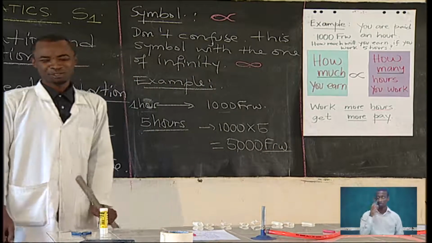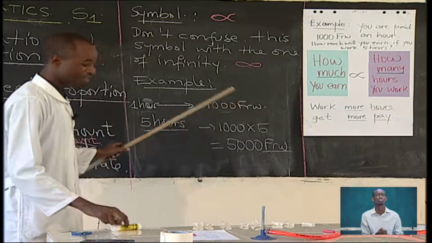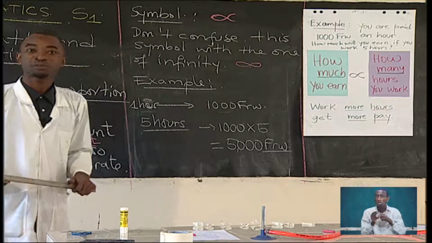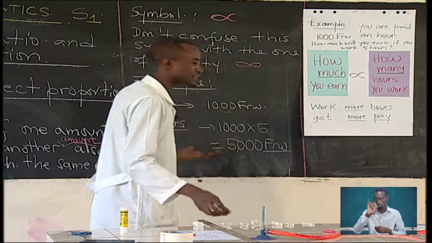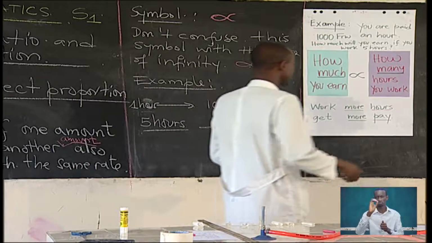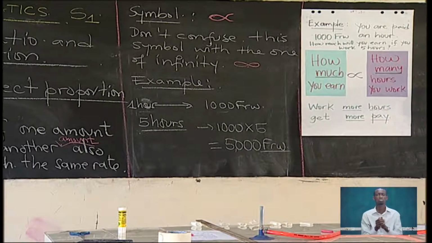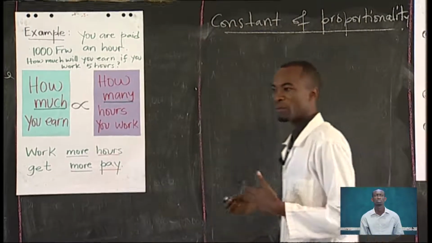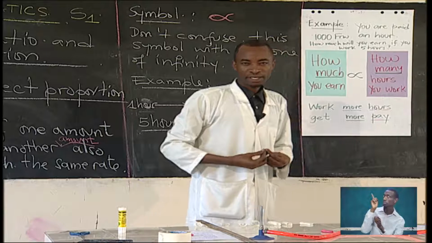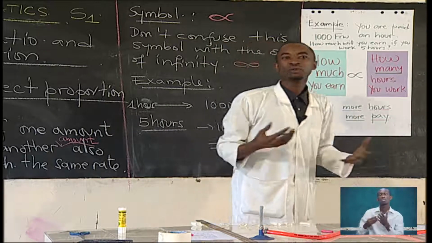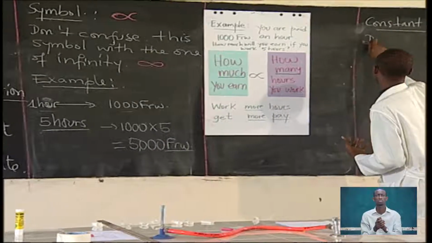There is something that I want you to know. Under this, there is what you call constant of proportionality. That's what I'm going to explain to you. What is constant of proportionality? When we try to define what is constant of proportionality, it's actually the value that relates to amount. That's the definition.